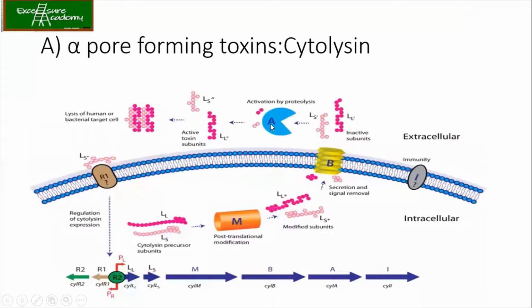Now we have got the alpha pore forming toxin cytolysine is there. Okay. Now in the case of this cytolysine, let's start. So first you have got the inactive subunits, LLLS. Okay. Now before we proceed over here, ये आपको कहाँ से आ रहा है? ठीक है? Here the genes are getting expressed. So these are the genes which are getting expressed. For example, MBAI. Okay.